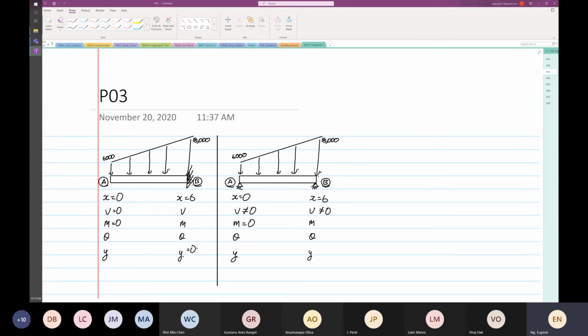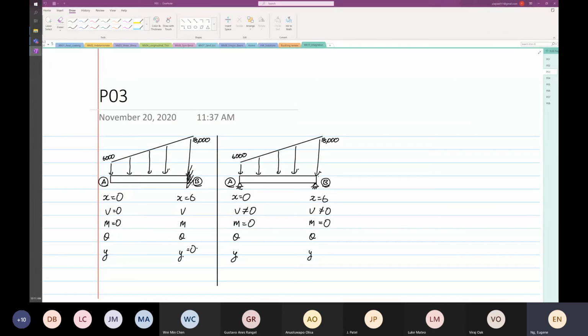Now the moment at point B is also equal to what? 0. Right? So you see the boundary condition changes already. When the boundary condition changes, the unique solution also changes. Okay, so let me show you what I mean by that.